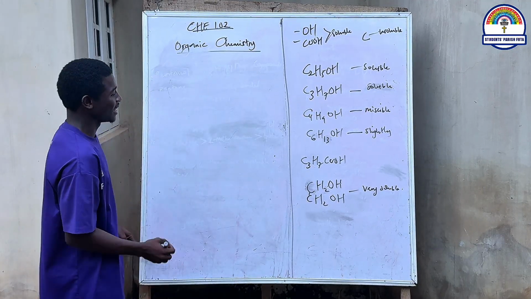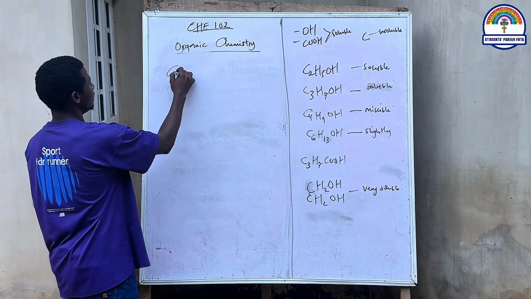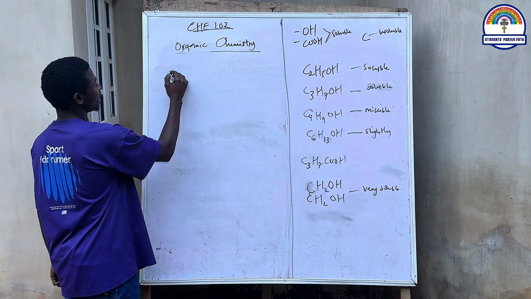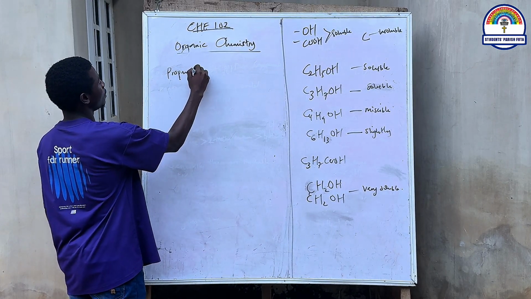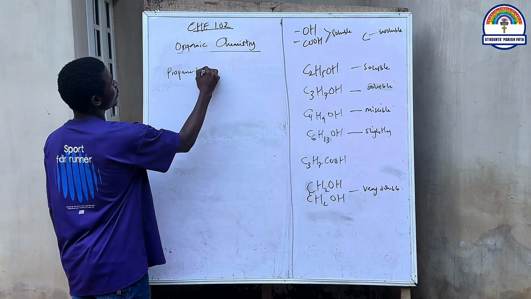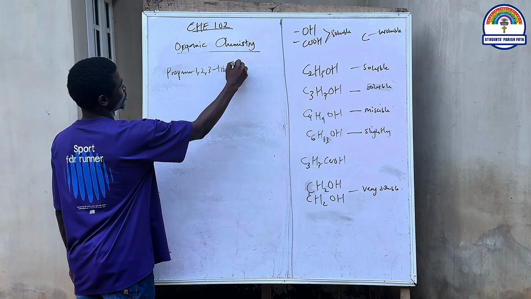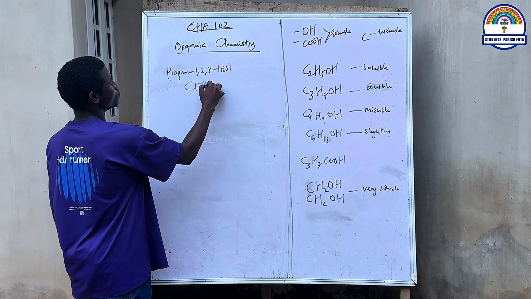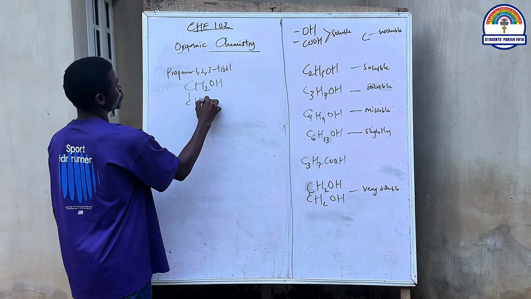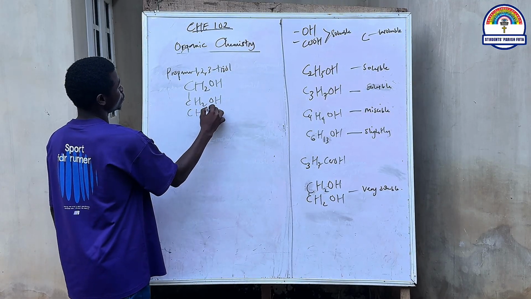To test your understanding as well, let's consider these 3. Propane-1,2,3-triol. Don't worry, you know how to name all these. Once we get to naming, this is the formula: CH2OH, CH2OH, CH2OH.